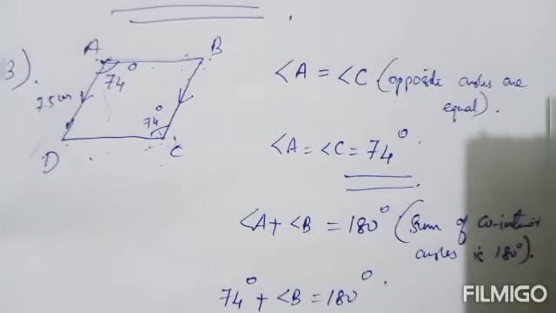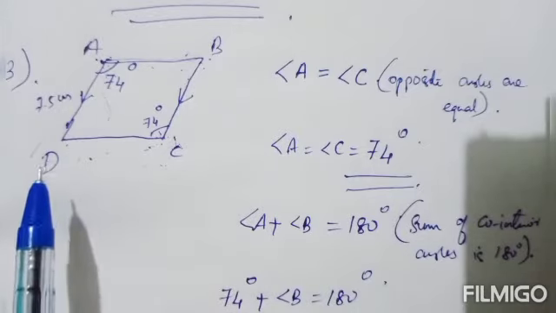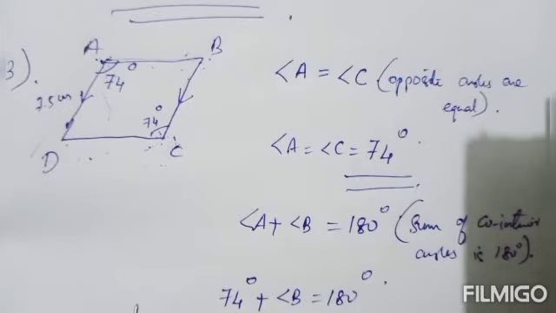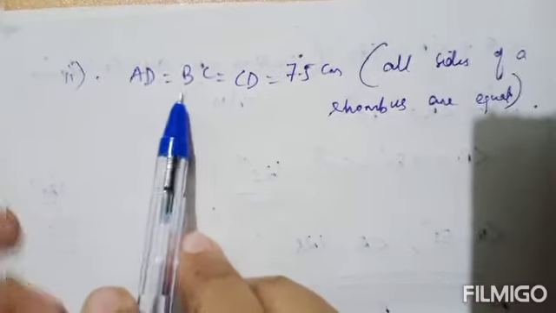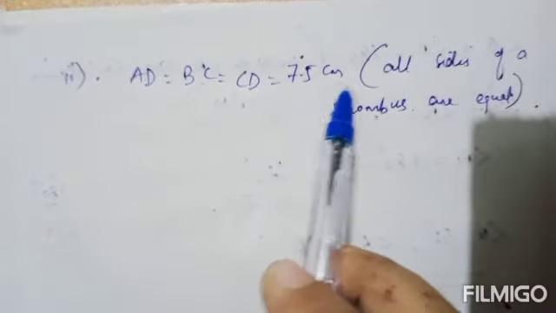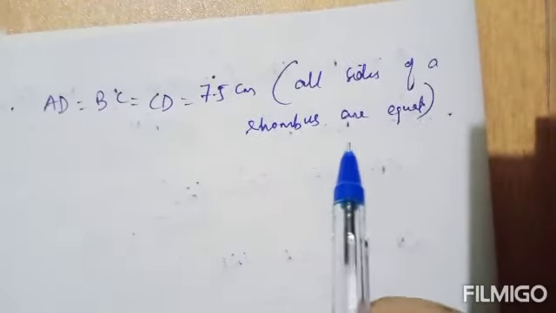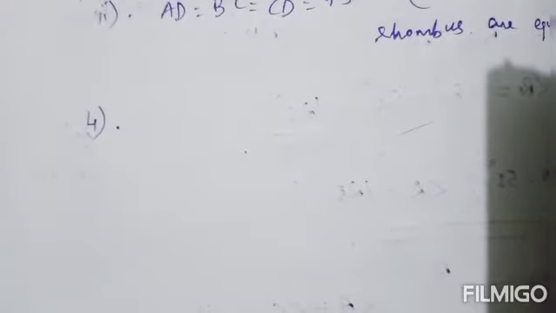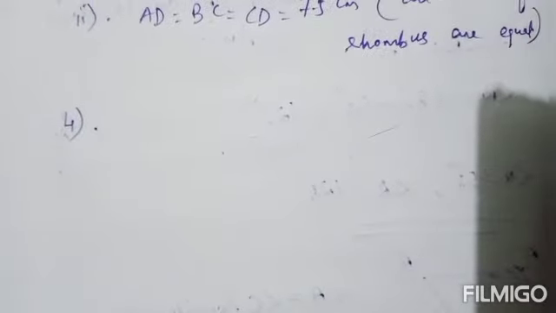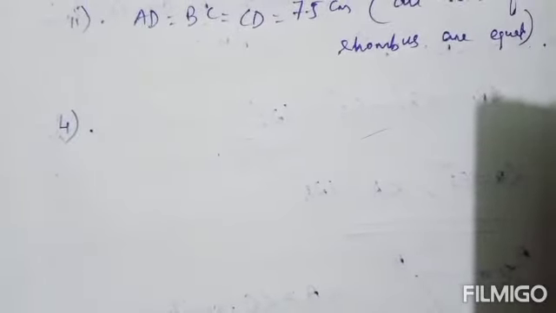So the second answer is BC equal to CD equal to 7.5 centimeter. You can write the answer: AD equal to BC equal to CD equal to 7.5 centimeter since all the sides of a rhombus are equal. Now fourth question. In square PQRS, if PQ equal to 3x minus 7 and QR equal to x plus 3, find PS. Second one, if PR equal to 5x and QS equal to 9x minus 8, find QS.